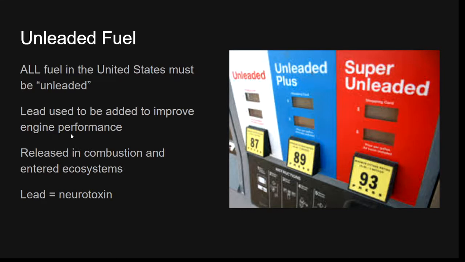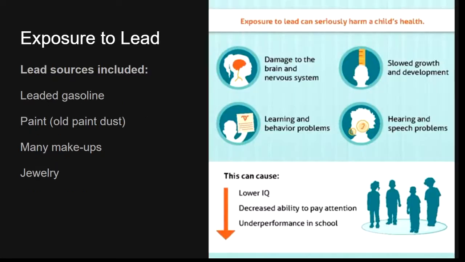But it was released in that combustion and it entered ecosystems. Lead is a neurotoxin, and so it was impacting the neurological development of animals and people, and so now we have unleaded fuel. It's not the case globally. There is still leaded fuel, but here in the United States it must be sold as unleaded.